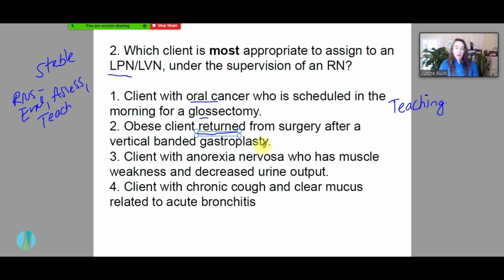So that one there, I would definitely not give that one to the LPN. I would eliminate that one because anyone that's returning after a procedure is going to need a lot of assessment, and that's going to be for the RN.